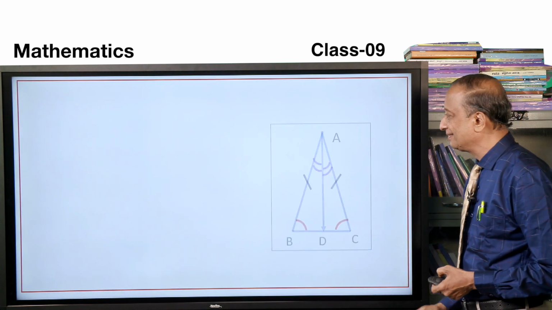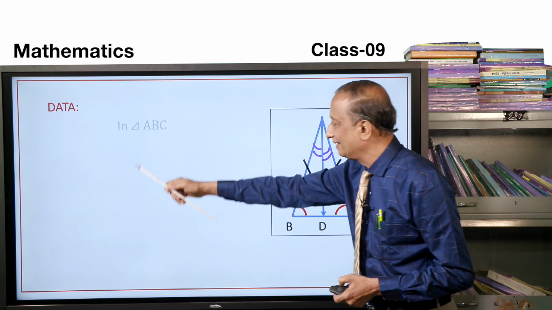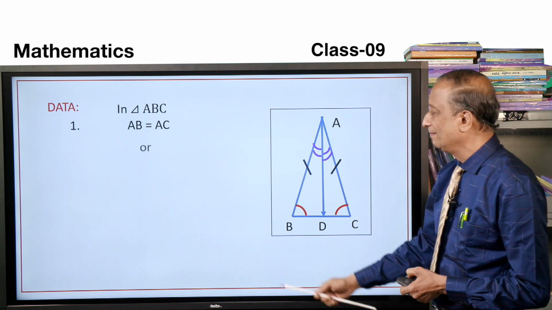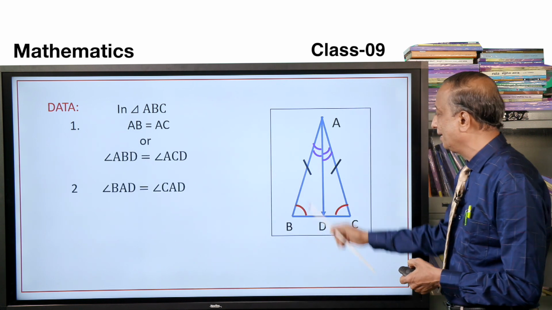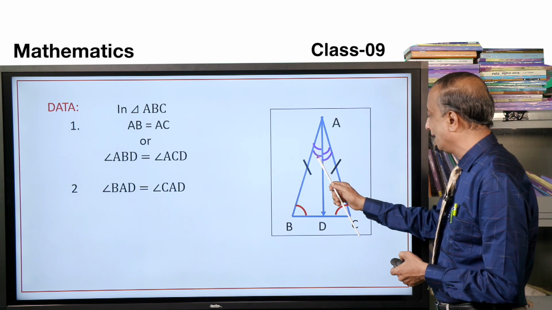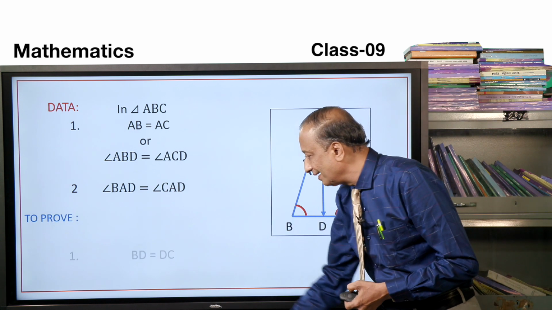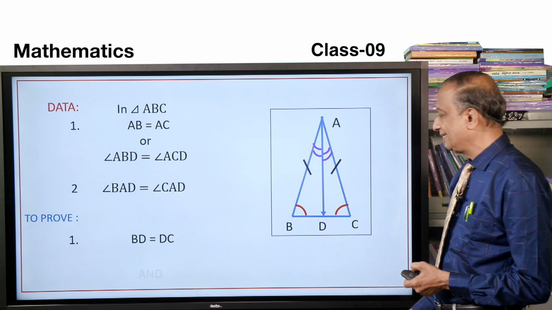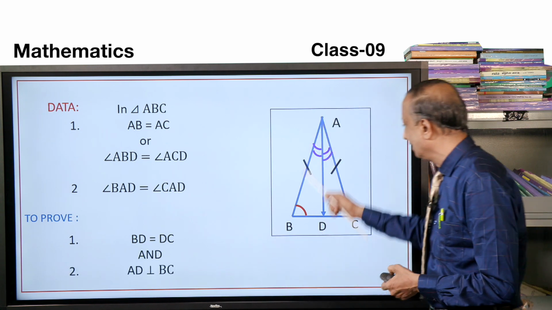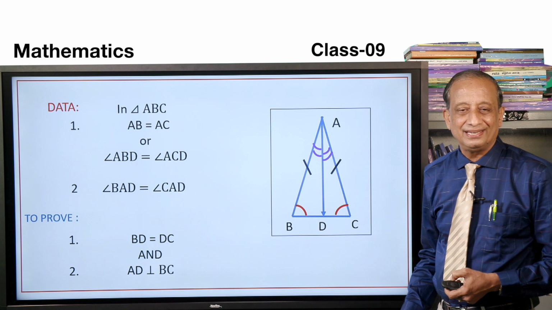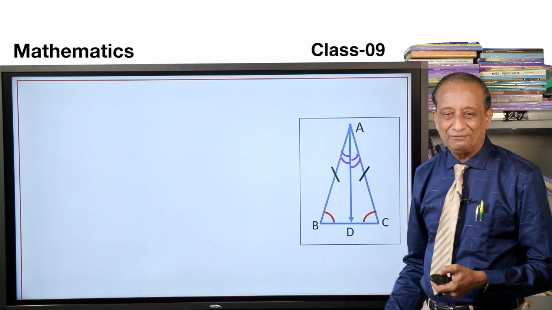So the proof is this, the same figure, data, the first point remains the same, only the change is in the second point, that is, these two angles are equal, that is AD is the bisector of angle A. Given this, we have to show that BD and DC are equal, and secondly AD is perpendicular to BC. Very easy, children. In the same way we can prove this.